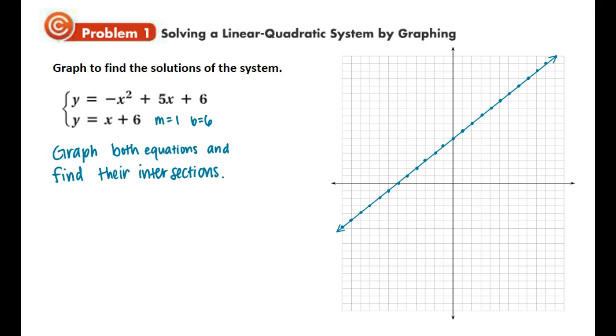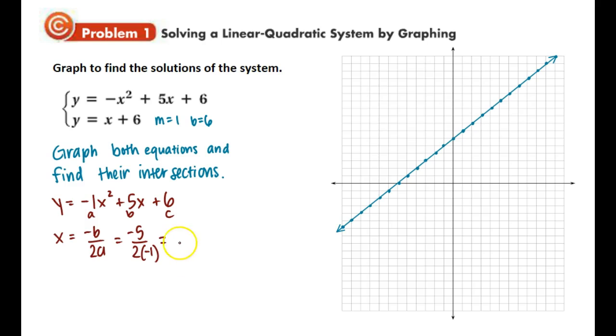Here's our graph of the equation y equals x plus 6, as we just talked about. Now I'm going to walk you through the process that we have learned earlier in chapter 4. To find the vertex, you want to find x equals negative b over 2a. That will give us the axis of symmetry, and then from there we're going to plug in that value to find the y. When substituting in 5 for b and negative 1 for a, I get the equation for the axis of symmetry being x equals 2.5. So that means our axis of symmetry is at 2.5. I know that half of my parabola will be on the right side of that axis and the other half on the left side of that axis.